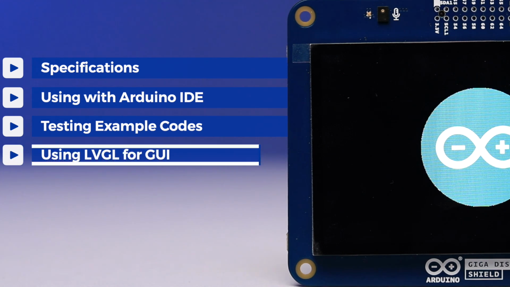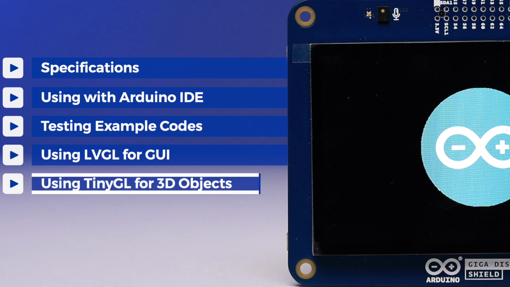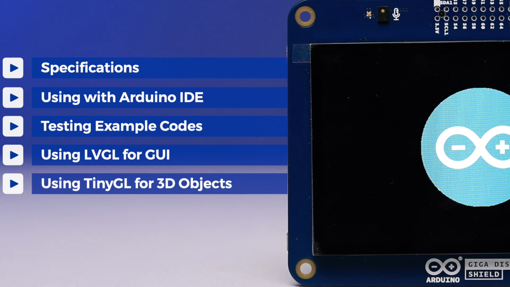Then we'll be having a look over how to use the LVGL library for making some interesting GUI based applications. And in the end, we'll be having a look over how to use the TinyGL library to construct and render 3D objects. So there's a lot to discuss, but let's start this video with a quick unboxing.